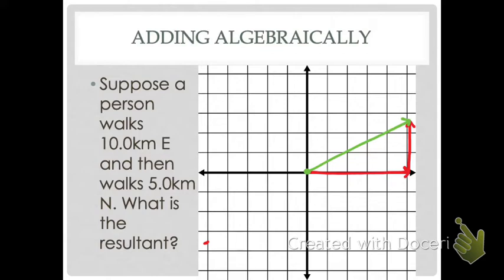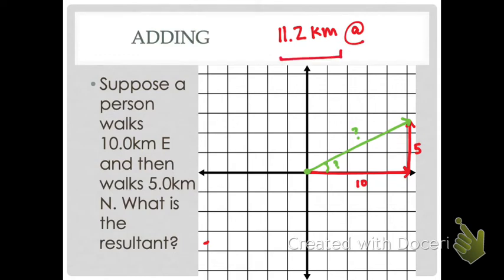So if I'm trying to find out my resultant, I have to find the hypotenuse as well as the angle, because it has to have magnitude and direction. So if I'm going to find the hypotenuse of that, this side is 10, this side is 5. How would I go about that? What do I use to find the hypotenuse? Thank you, Pythagorean theorem. So 5 squared plus 10 squared, and what do I get? 11.2 kilometers at, right? That's only the first part. That's the magnitude part of my vector.